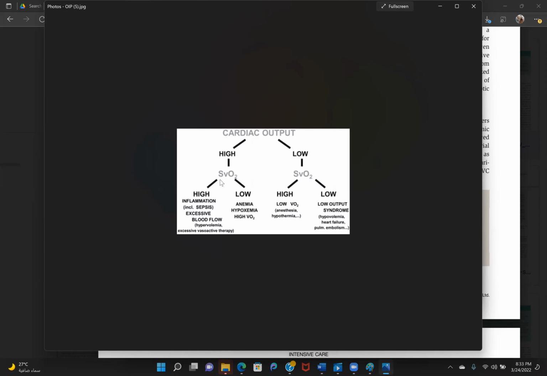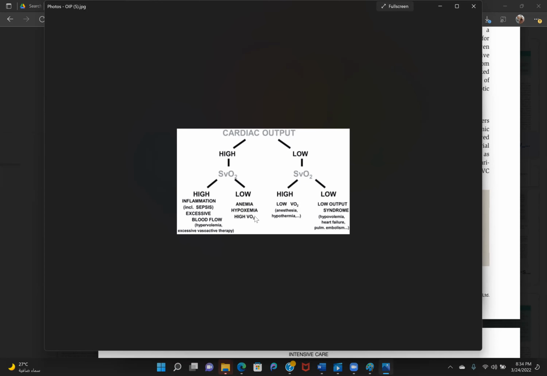Cardiac output high, mixed venous low. If it is high, you will see SVO2, this mixed venous oxygen, is high. This is the phase when you are using excessive vasoactives. In that patient, who is going towards decompensation, SVO2 will be increased.